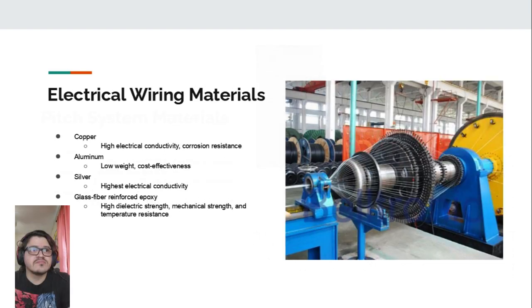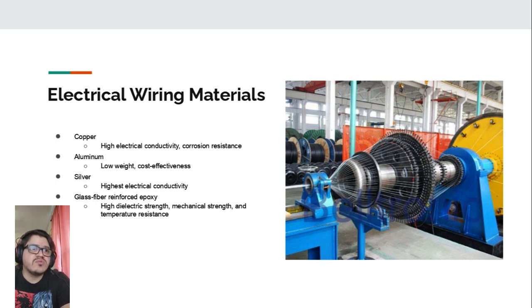forms of mechanical stress. The materials for the electrical wiring are copper, aluminum, silver, and glass fiber reinforced epoxy. Copper and aluminum would be the most common ones, especially copper. Both of them have a good electrical conductivity, and copper in particular has a high corrosion resistance. On the other hand, silver is not as common, but it is used when high performance is required, since it has an even higher electrical conductivity.